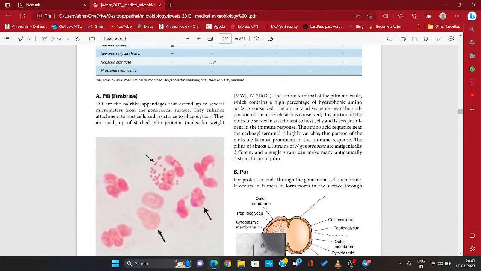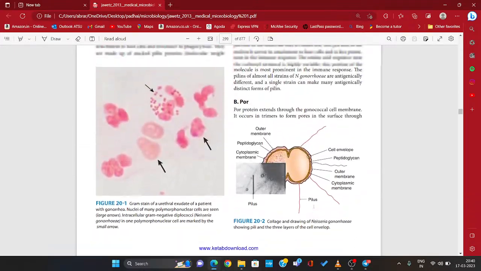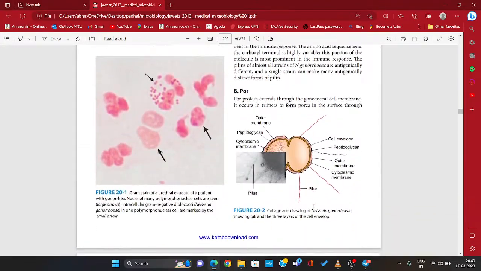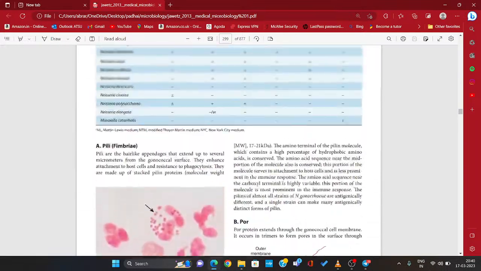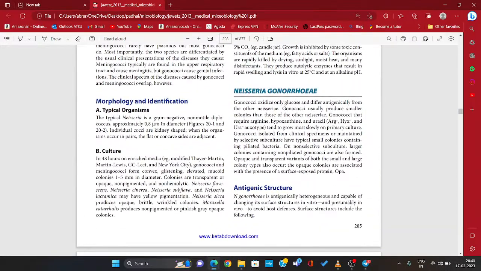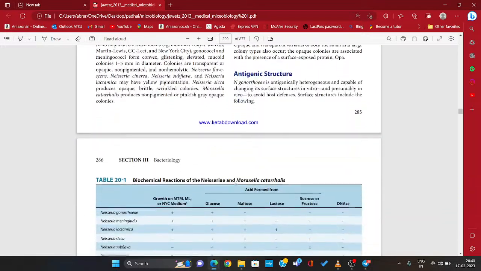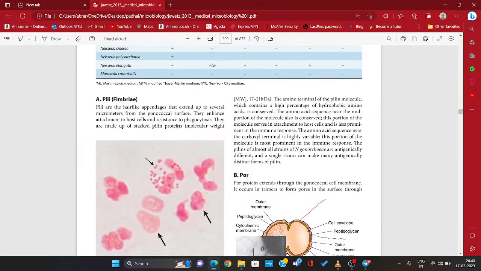It has pili, it has also the porin and opacity proteins, RMP, and lipooligosaccharide. So it has pili, or fimbriae.